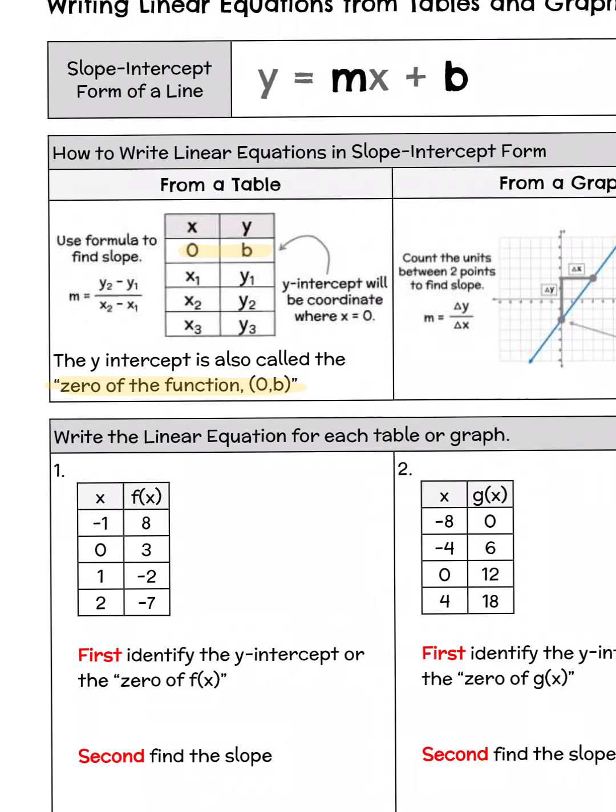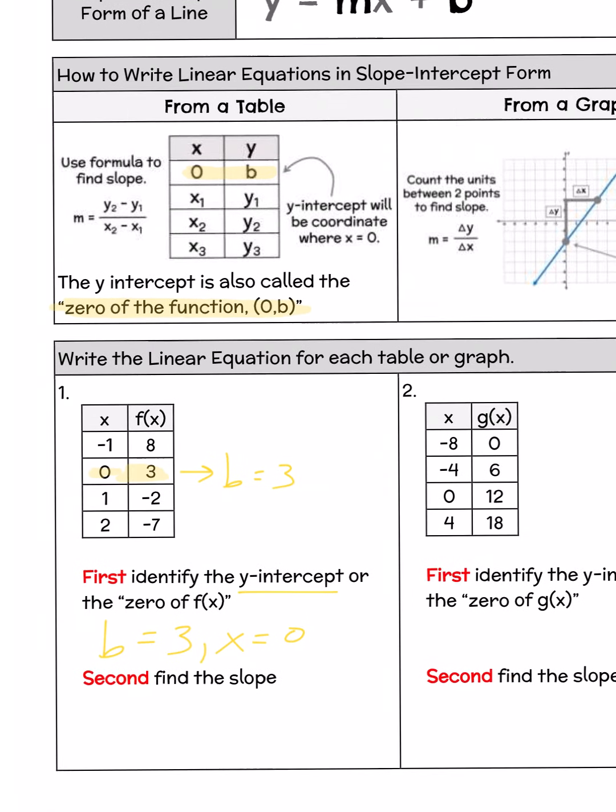So here, we're going to take a look at writing the linear equation from each table or graph. We're first going to identify the y-intercept, or the zero of f of x. If I look at my table here, I have x and f of x, and I'm going to look where x is 0. When I find that x is 0 here, I see that my f of x value is 3 in this situation. So my b value is 3. To identify the y-intercept, the b value is 3. That's where x equals 0.